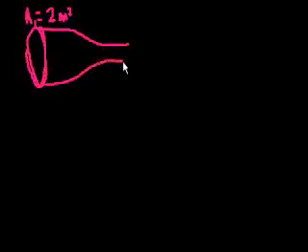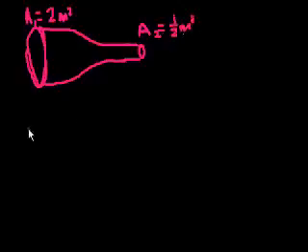It tapers off so that the cross-sectional area at this end of the pipe, area 2, is equal to half a square meter. And let's say we have some velocity at this point in the pipe, which is V1, and then the velocity exiting the pipe is V2.